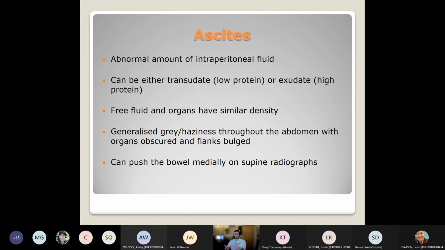The problem is that again, it's similar density to the organs and soft tissues in the abdomen. Whereas you'd normally just faintly see the outline of the organs, what you'll actually see is a generalized grey appearance of the abdomen, and you won't see those organs because it's a similar density. We're losing that interface between the fat surrounding the organs and the other soft tissues, because it's all the same density. It can push the bowel medially in extreme cases where there's a lot of fluid. If there's not a lot of fluid, it won't do that.